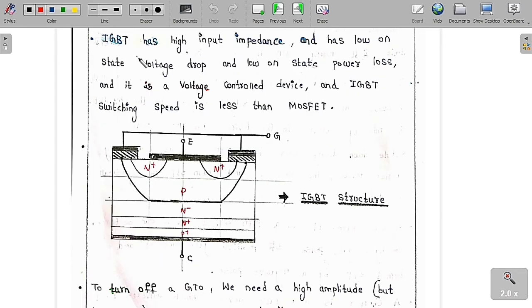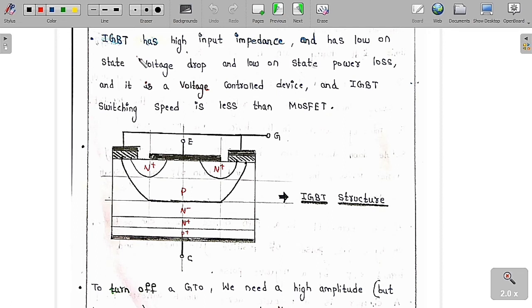IGBT has the highest input impedance and a low on-state voltage drop. I have already told you IGBT is a combination of the MOSFET and also BJT. So whatever the good qualities in BJT and MOSFET, they are included in the IGBT. IGBT has highest input impedance like the MOSFET and low on-state voltage drop or conduction losses like BJT. It is a voltage control device, and IGBT switching speed is less than MOSFET. MOSFET has the highest switching speed when compared to IGBT, but the voltage rating of IGBT is very high when compared to MOSFET.